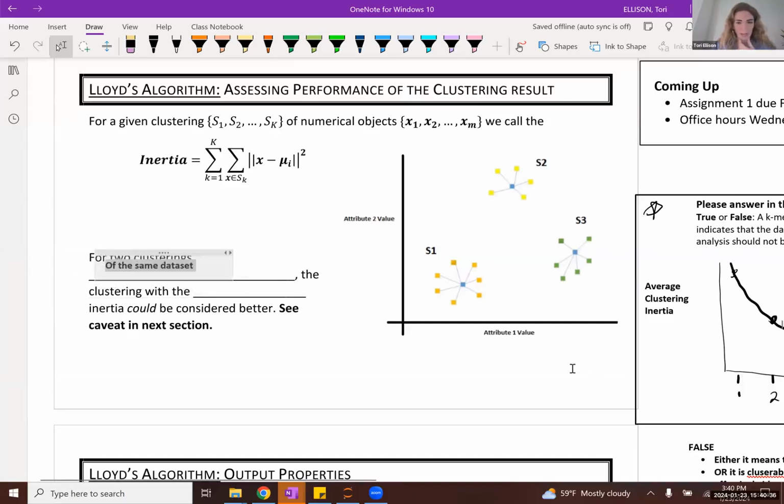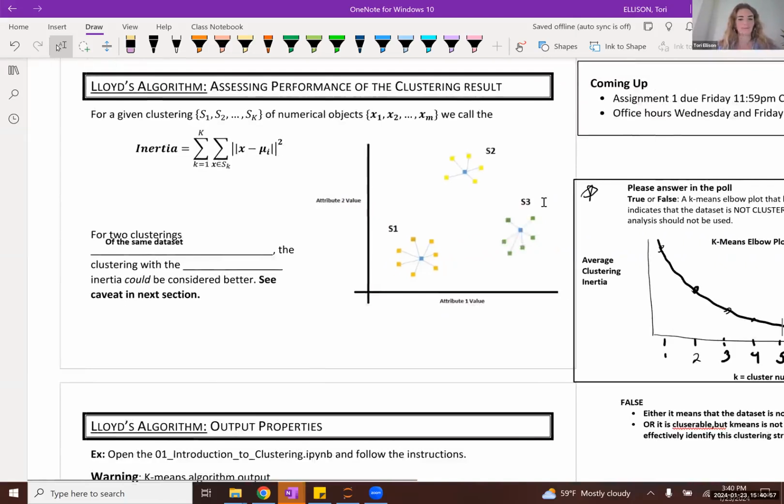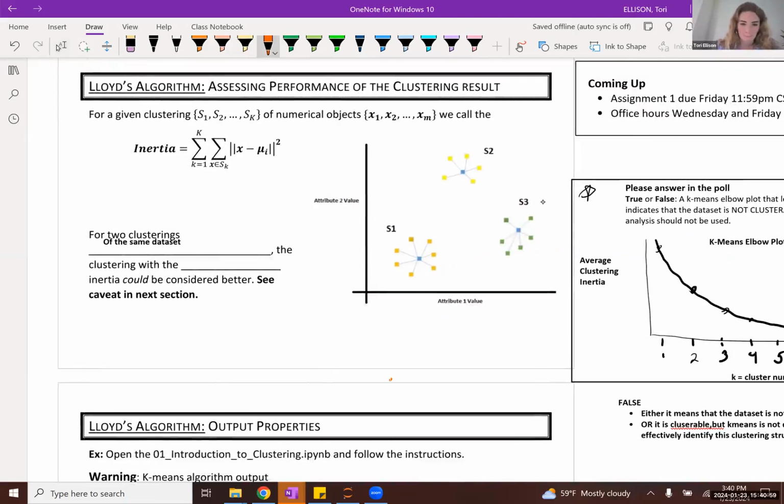And so why do you think that might be? Why is it not a good idea to compare the inertia of two clusterings created for two different data sets? Any ideas? All right, so let's take a look at, yeah, exactly. It has something to do with sparsity.